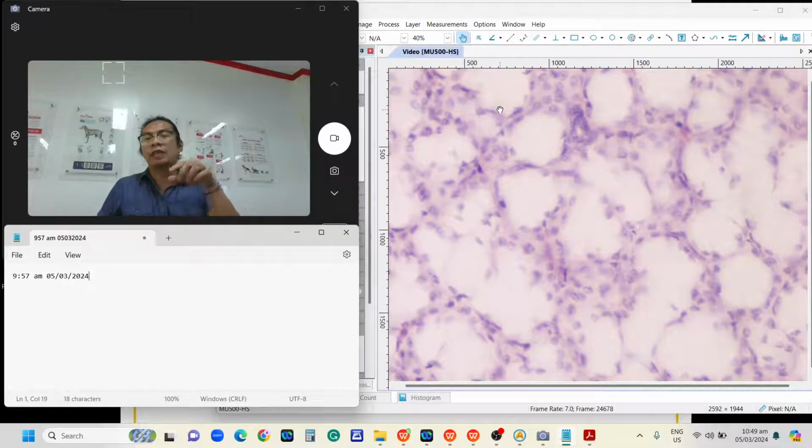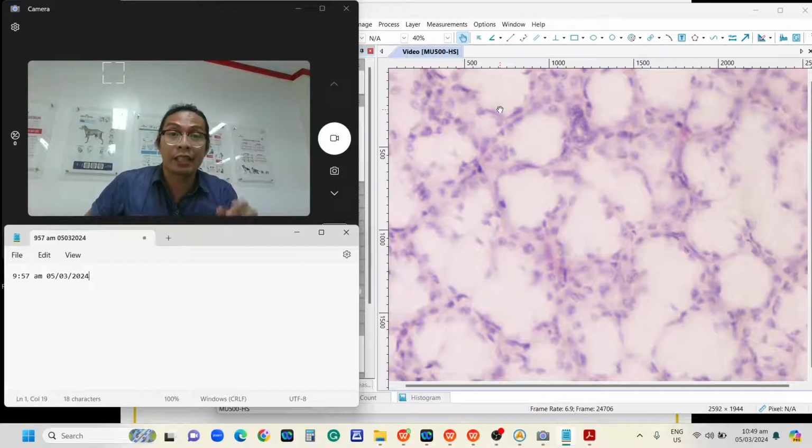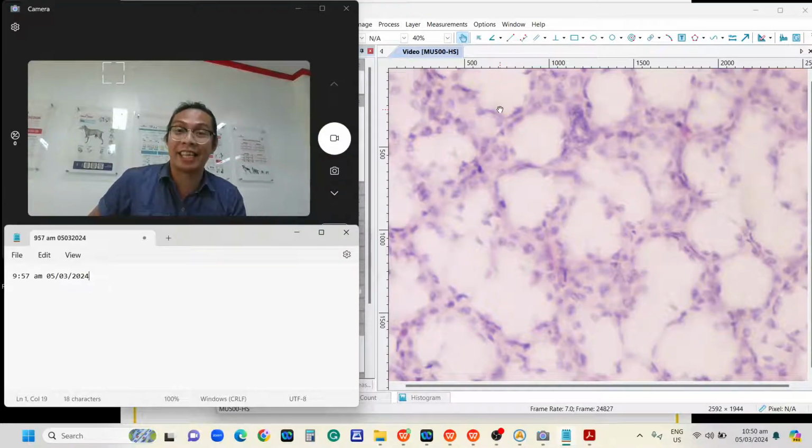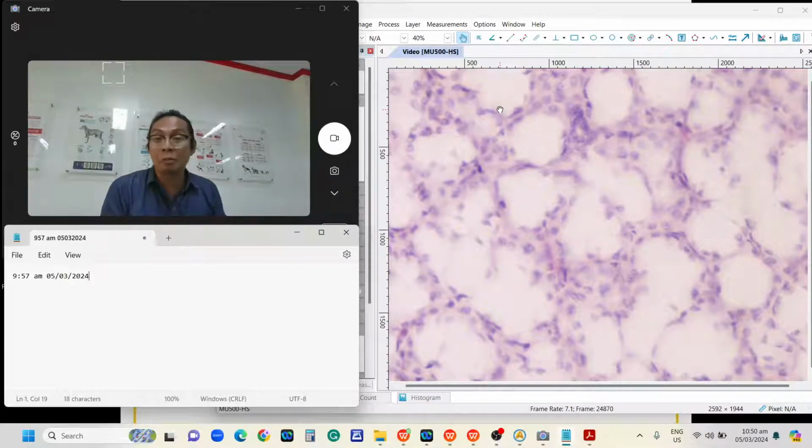Kung makikita nyo, kagaya dun sa kanina sa pancreas and sa parotid, kapag serous adenomere, darkly staining ang mga cells na nagsisecrete ng serous secretion. Okay? Nag-stain yung kanilang cytoplasm versus that of the mucous adenomere, hindi nag-stain ang kanilang cytoplasm. Okay? So that is the mixed adenomere.